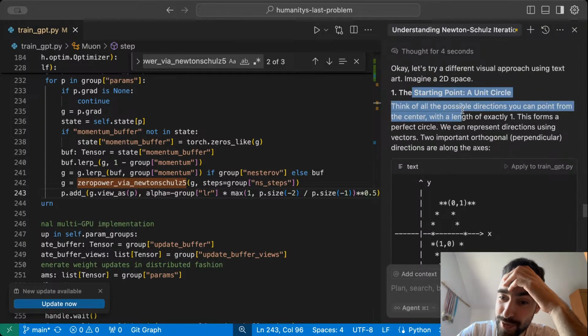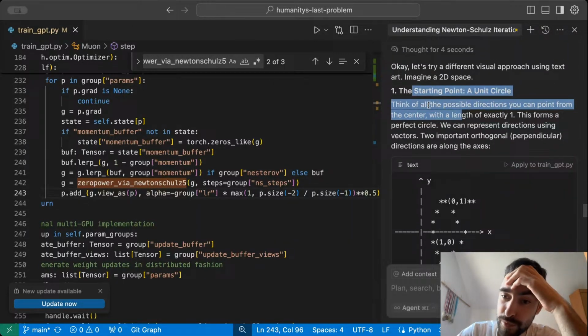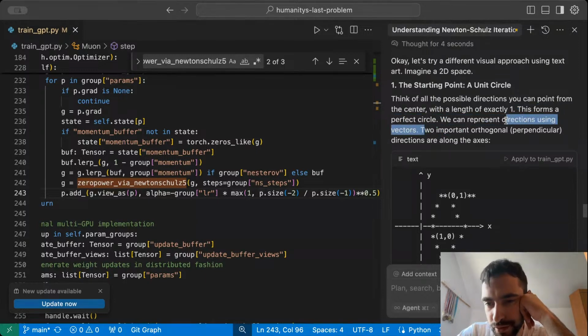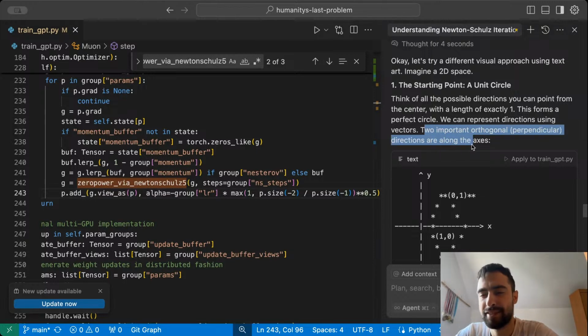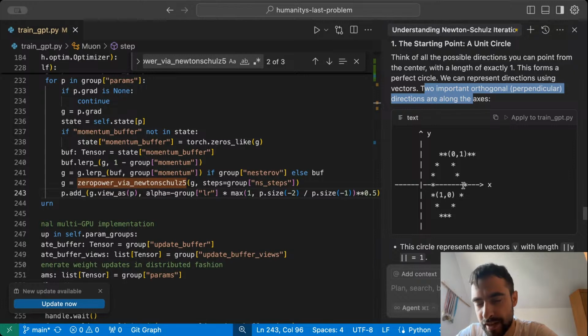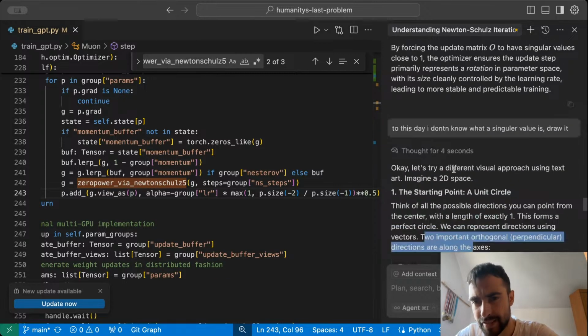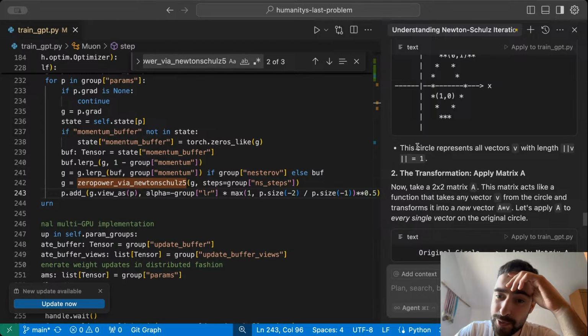The starting point, a unit circle. Think of all the possible directions you can point from the center with the length of exactly 1. This forms a perfect circle, yeah. You can represent directions using vectors, yeah. Two important orthogonal, perpendicular directions are along the axis. Yeah, two important directions are the x-axis and y-axis. They are perpendicular, yeah. So are these singular values? Are these vectors?